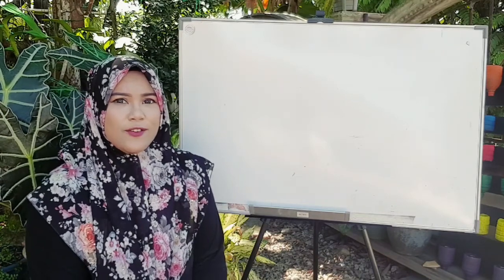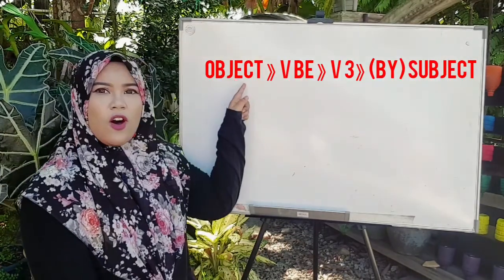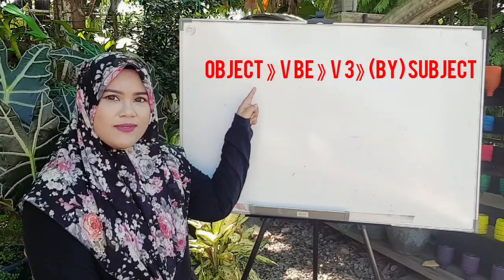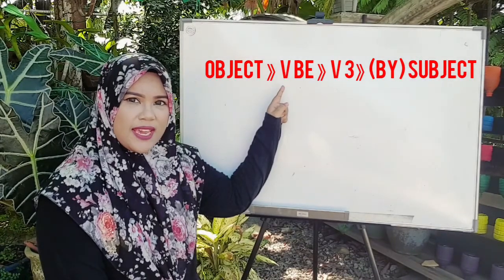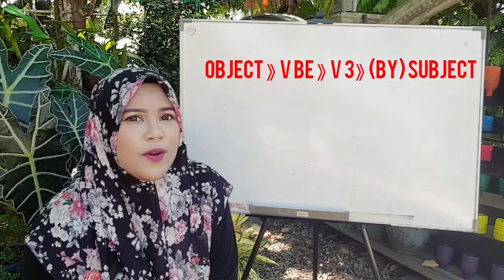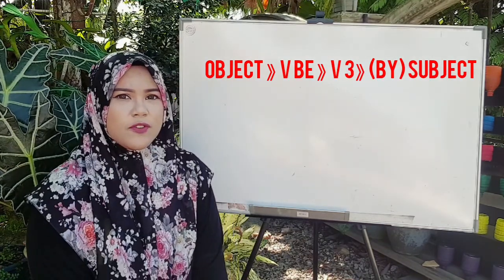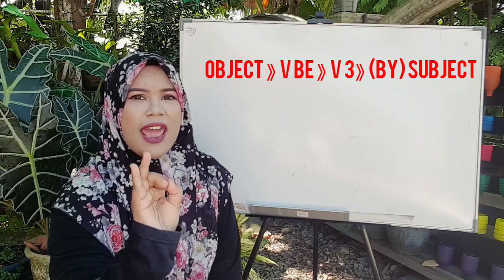Now, let's look at the rules on how to write sentence in passive voice. We start with the object. Kita mulakan dengan objek dia dekat depan. Followed by verb to be. Okay, diikuti oleh verb to be. Do you still remember verb to be? There are 5, ada 5 verb to be. Am, is, are, was and were.